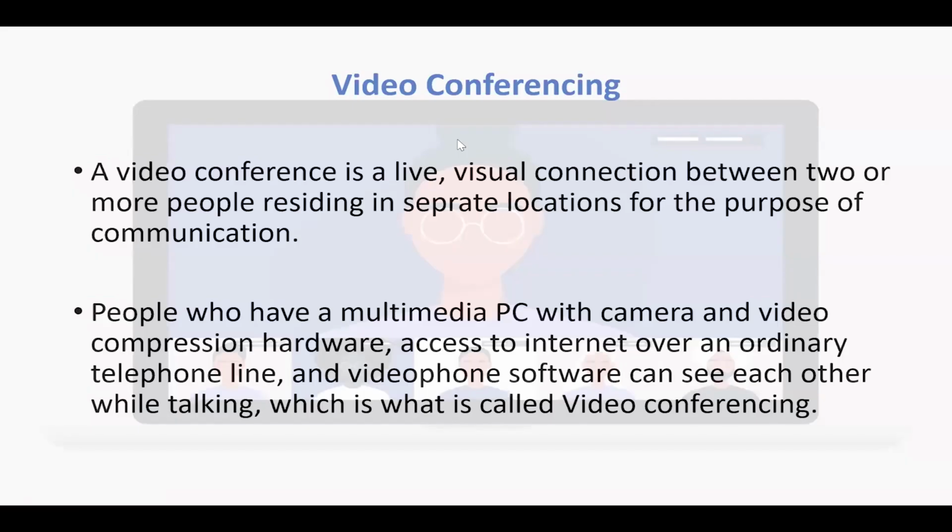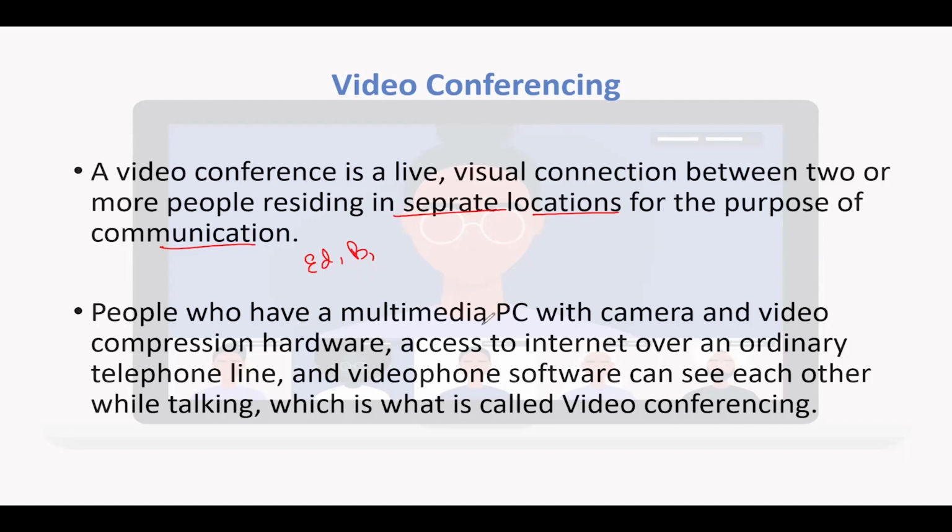Next one is video conferencing. I think during the pandemic, we all became aware of how video conferencing helped us in our education. A video conference is a live visual connection between two or more people residing in separate locations for the purpose of communication. So this was only for communication. Later on, during the pandemic, we found various other uses of video conferencing also. Especially your classes were happening, so education and business people used it, and a lot of other things. Families also used video conferencing to connect to each other.